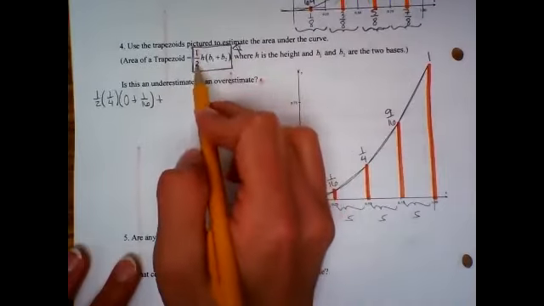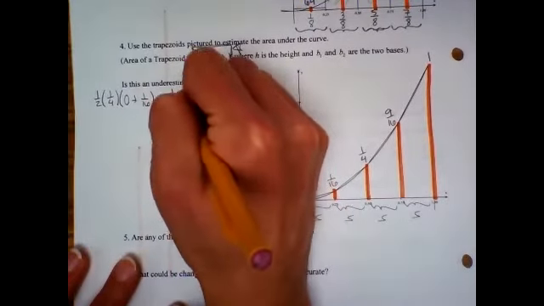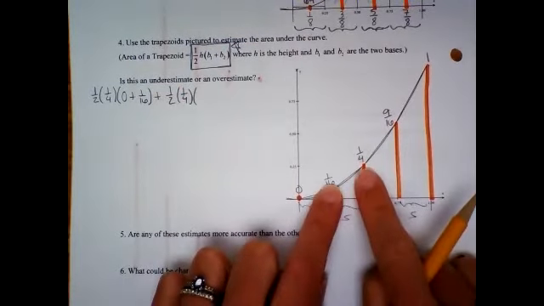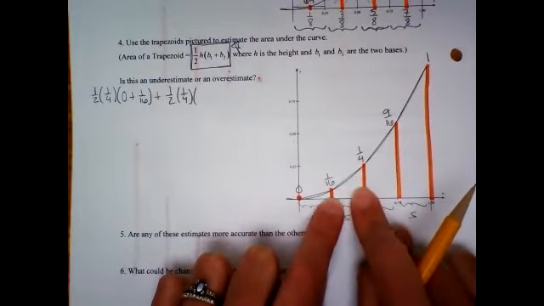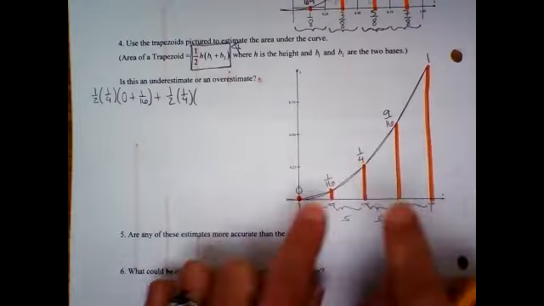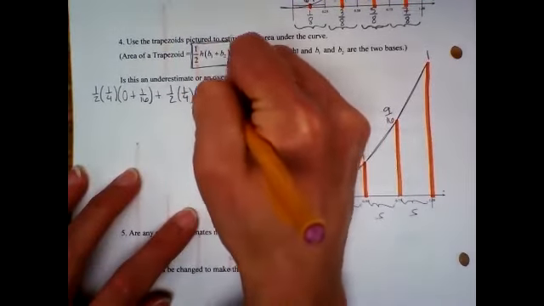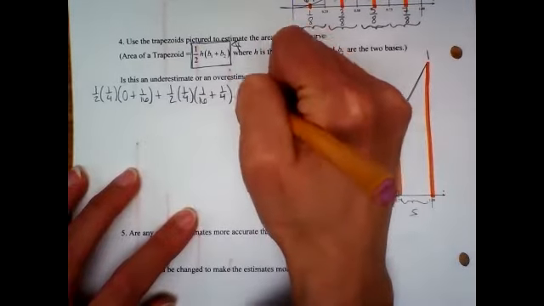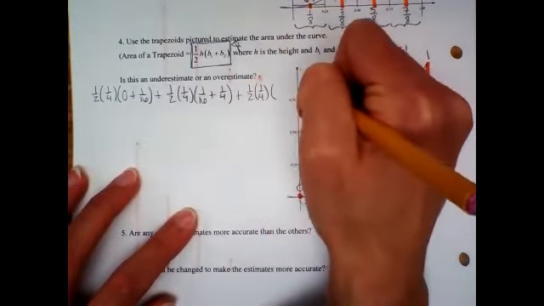Again, here's your formula. It's 1/2 times the height, which is 1/4. And then you add the two bases together. So we're looking at the second trapezoid. What are the bases for that one? 1/4. Good. 1/16 plus 1/4. Halfway there. Next one. 1/2 times 1/4, and then add the bases together.